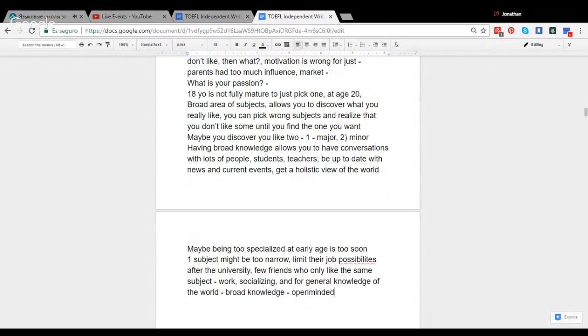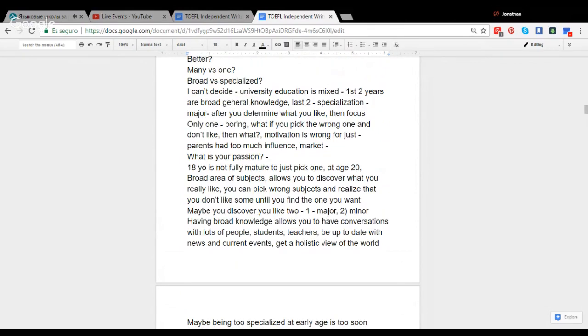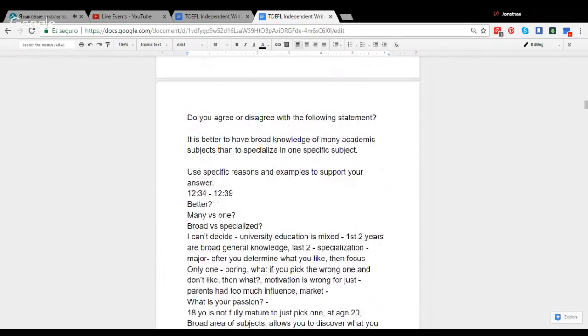open-minded, and yeah. Okay, so which one is better? I think I would start to agree that, basically, my opinion here is it's better to experience many subjects. That's going to be my opinion.